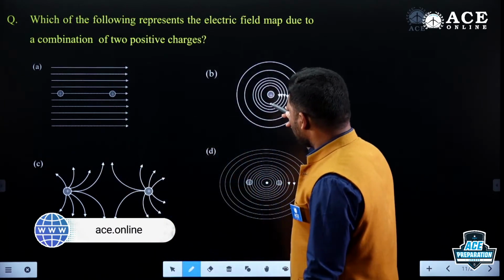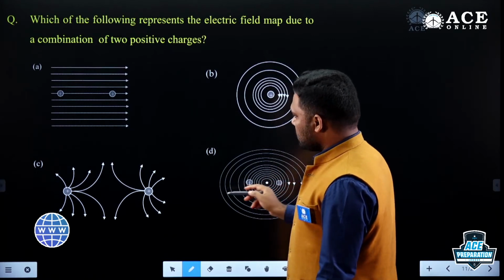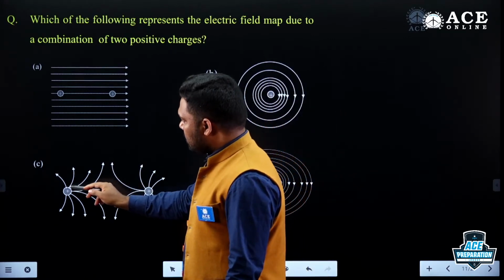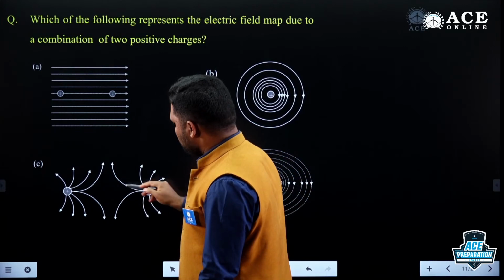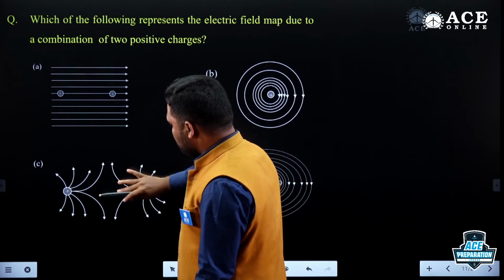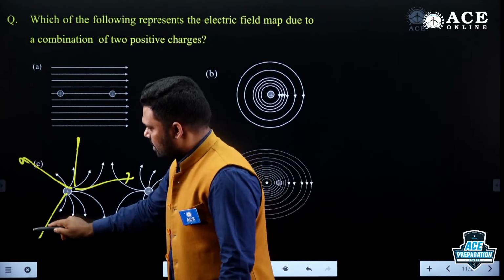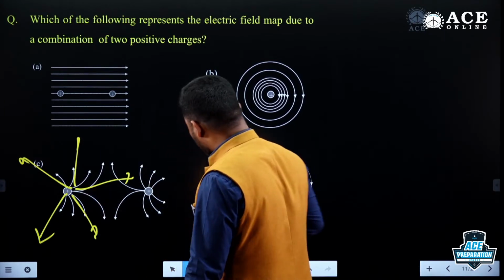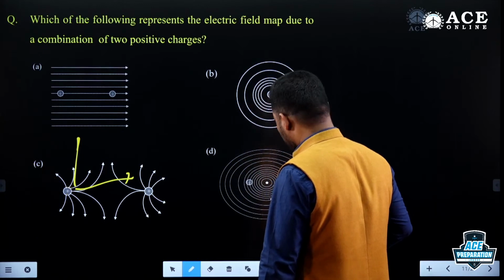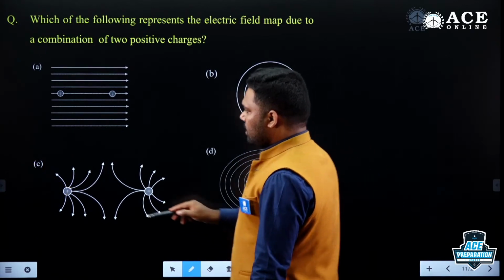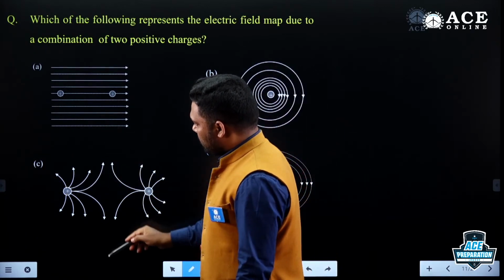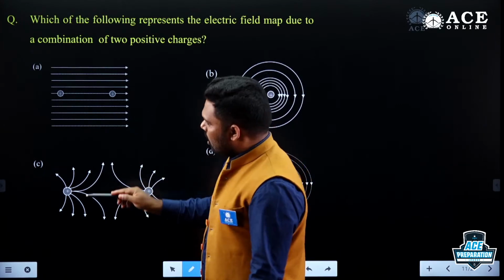Here there is a positive charge, only one charge. Here there are two charges. So the electric field lines which are coming from them will be deflected from these two things, isn't it? Without this one, the electric field lines are like this. But because of the presence of the two charges, what happens? They should repel each other. So the electric field lines from here and electric field lines from here are like this. So option C is the answer.